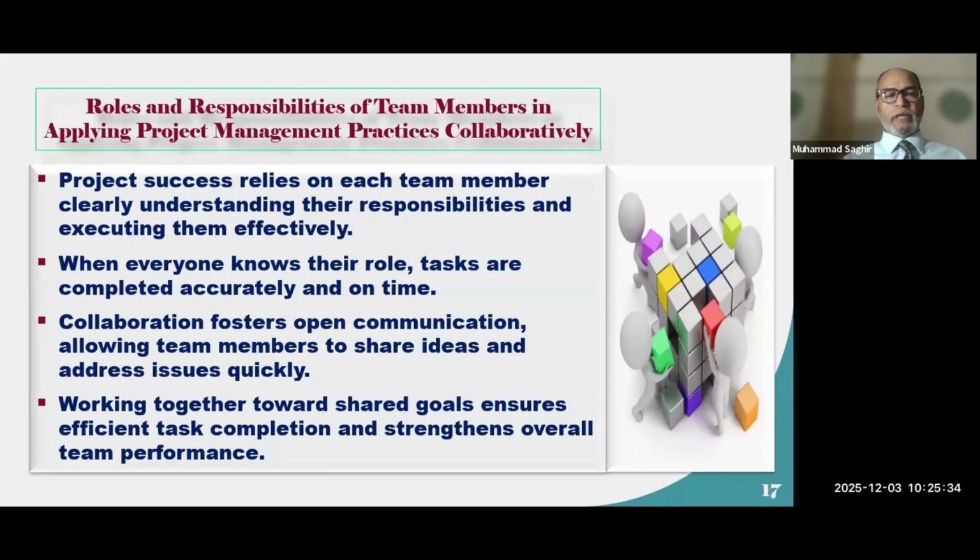Collaboration fosters open communication, allowing team members to share ideas and address issues quickly. It is always better to have consultation when you have any issue, and you can make decisions based on the information available. Working together towards shared goals ensures efficient task completion and strengthens overall team performance.